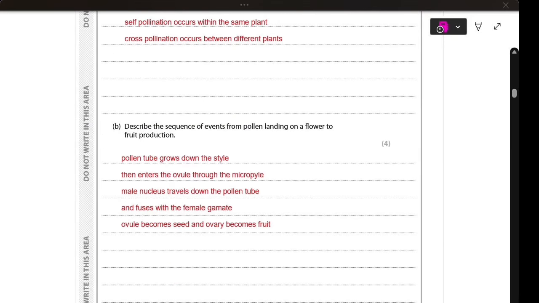So here, the pollen tube grows down the style, then it enters the ovule through the micropyle, allowing the male nucleus to travel down and fuse with the female gamete. The ovule becomes the seed and the ovary becomes the fruit.